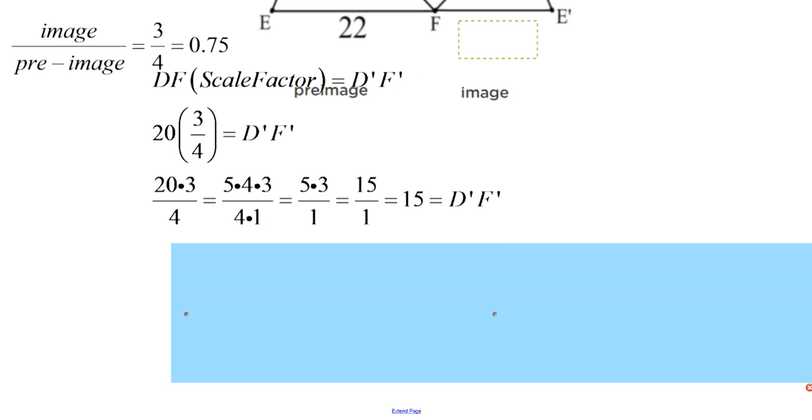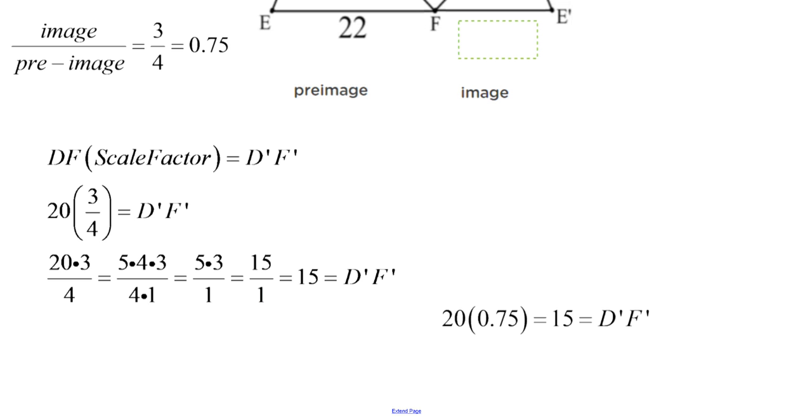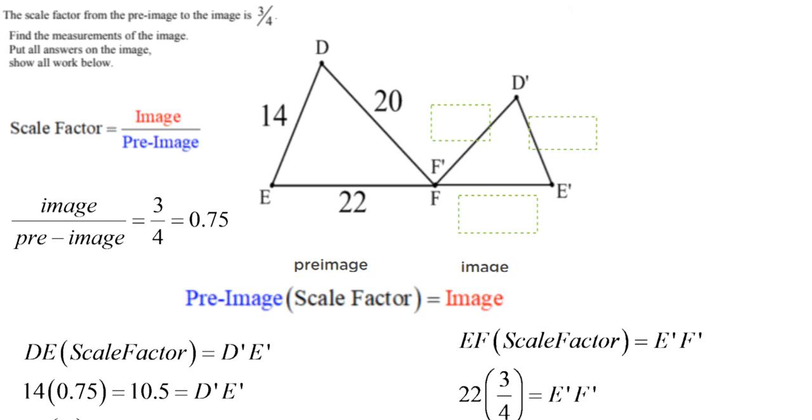Now, could you have used your calculator to help you find that? We could have taken 20 times 0.75 and gotten 15 as well on our calculator. If we wanted to check our results, we could always take our pre-image, again, times our scale factor to make sure it matches our image.